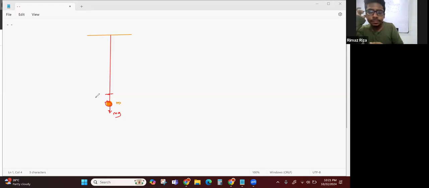Yeah. So tell me if you understand well, at which point of this string the tension will be maximum if this string has a weight? At the highest point. Yeah, the top point. Is that clear? Yes. Okay, so let's write down the fact.